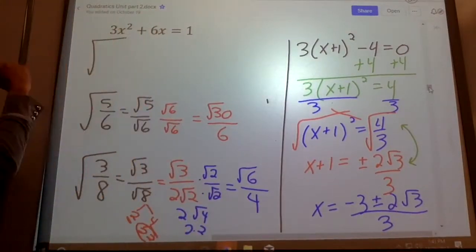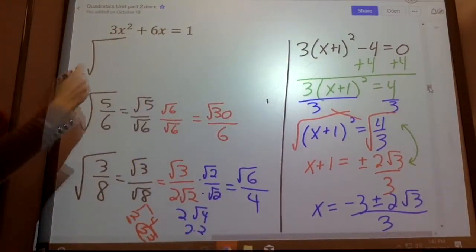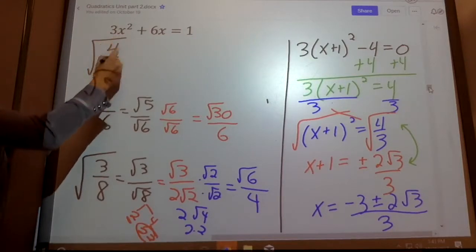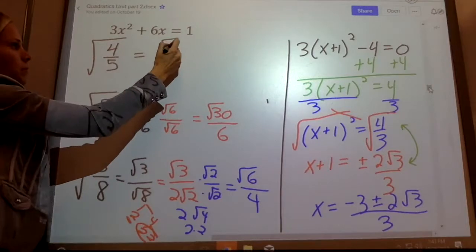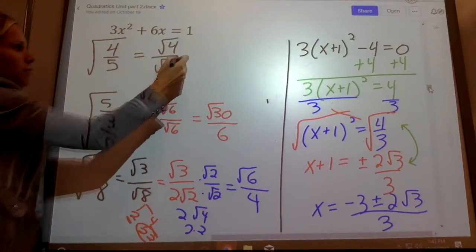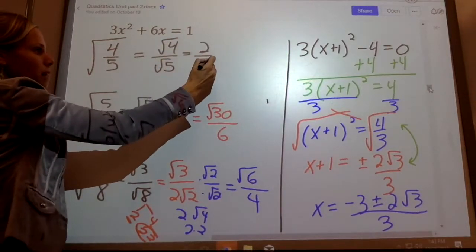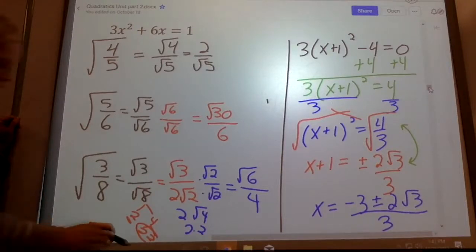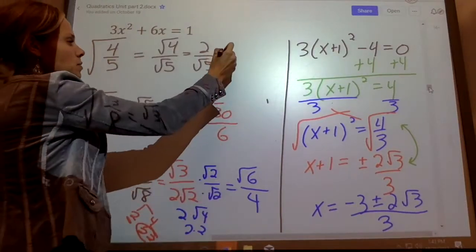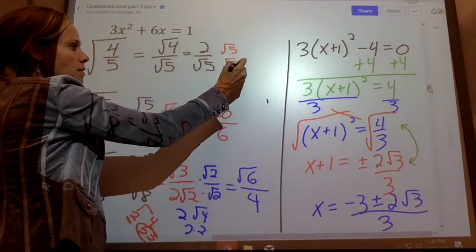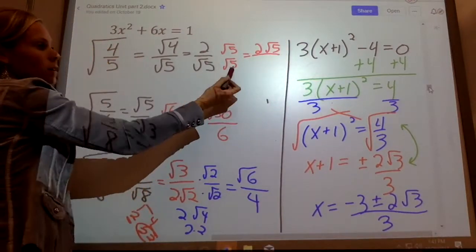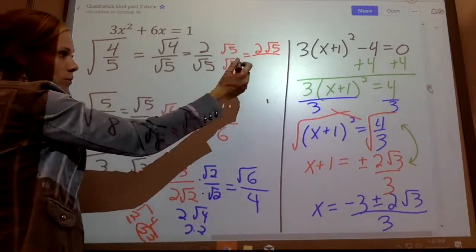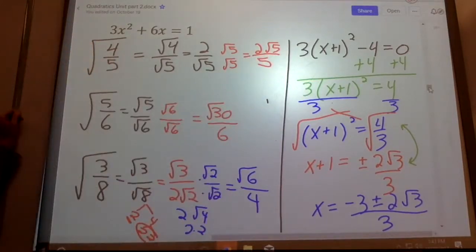How about the square root of 4/5? So this would be square root of 4 over square root of 5, which would be 2 over root 5. Very good. The 5 is the problem, so multiply by square root of 5. So I get 2 square root of 5 over square root of 25, which is 5. Good.